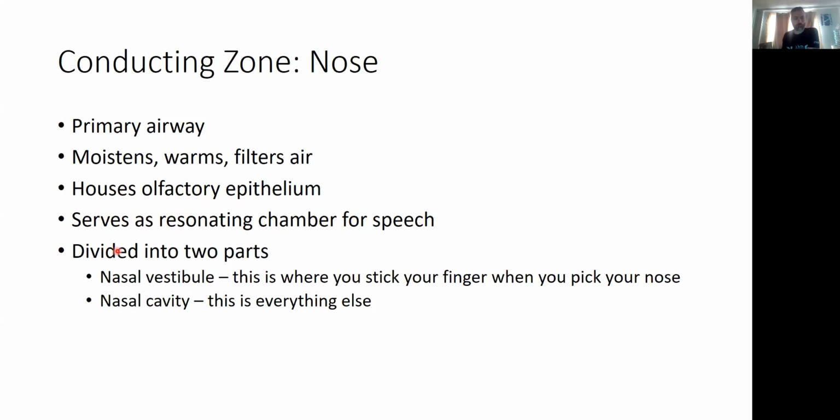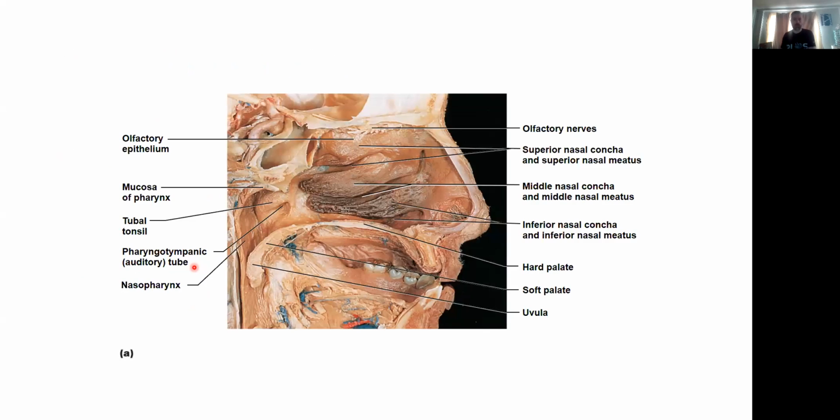We're going to divide this up into two parts, a vestibule. And the vestibule is the part where you stick your finger. And I know that you don't do this, but other people, of course, when they pick their nose, this is where you stick your finger. And then everything behind that, that you don't want to stick your finger into, that's the nasal cavity. That's the stuff inside your skull, basically. So if we look at a hemisected skull here, here is the nasal cavity behind.